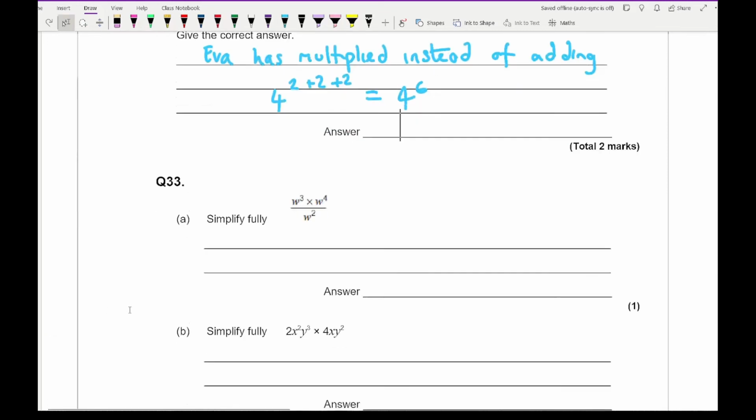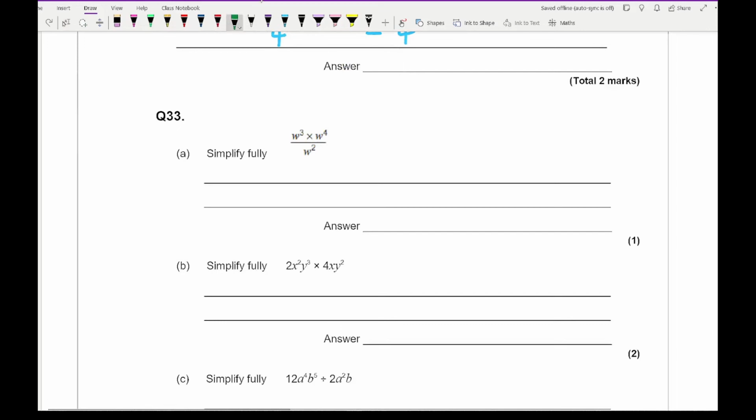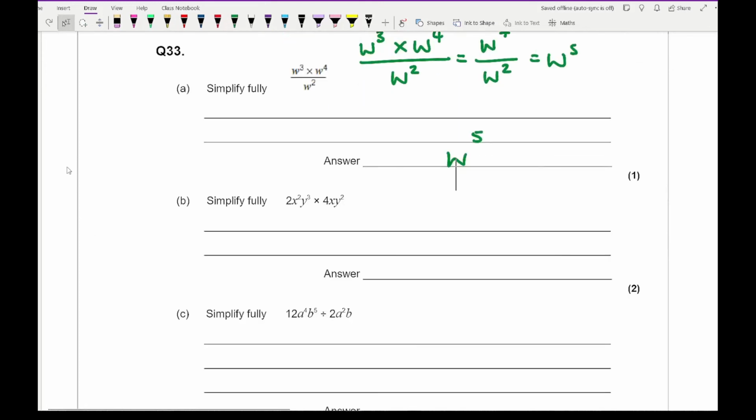Moving on to question 33. So let me just rewrite this question just in case it's a bit difficult to see. So it's 3 cubed times 3 to the power of 4, all divided by w to the power of 2. Notice I didn't say w in the first one. So here, looking at this, we're multiplying, so we add the powers. So that's w to the power of 7 over w to the power of 2, and then we take away the powers, so it becomes w to the power of 5.